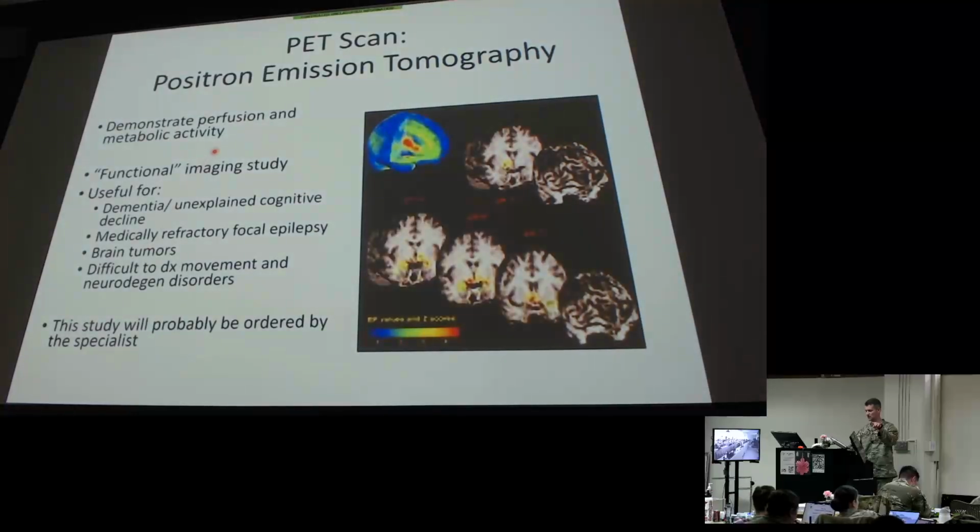Last two studies to go over, I have something called a PET scan. What this is showing is the metabolic activity of the brain. Only about 5 to 10% of the brain that we're looking at any given time. It's a good functional imaging study in that it can show, hey, this person has unexplained dementia. Do we have the same level of metabolic activity going on? It can be used for brain tumors because tumors use a lot more stuff compared to neurons. Difficult to diagnose movement disorders, neurogenic disorders. This is kind of a follow-on study that the specialist is going to order for you. I've never ordered this in the primary care setting.